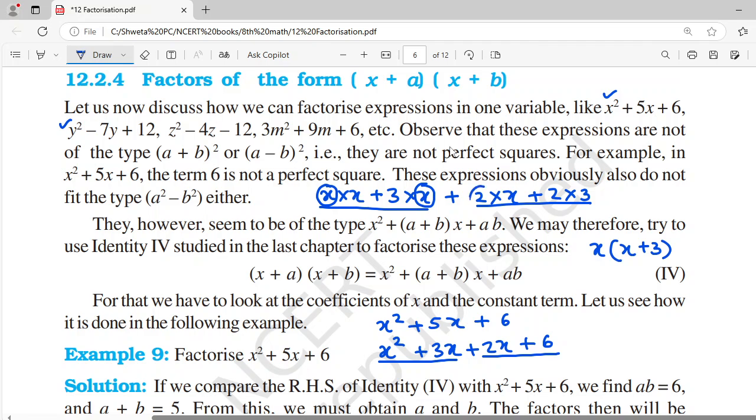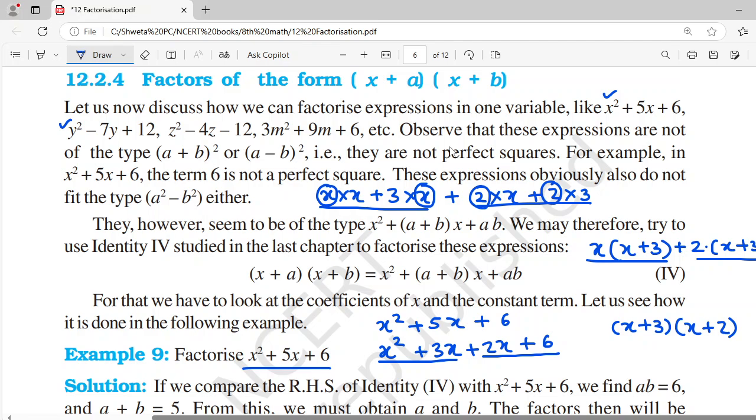Here we can take 2 common because that is present in both the terms. Here we have a plus sign, then 2 into, as we are taking common, we don't write plus here, this is product. And here we have x + 3. Now we have these two terms and they again contain the same term, that is x + 3. And the factor formed by the other numbers is x + 2. So the factors of x² + 5x + 6 are (x + 3)(x + 2).